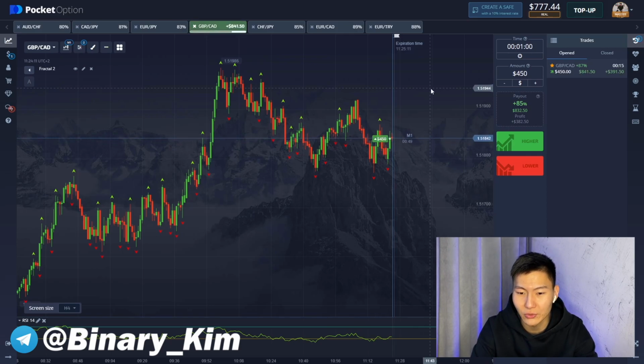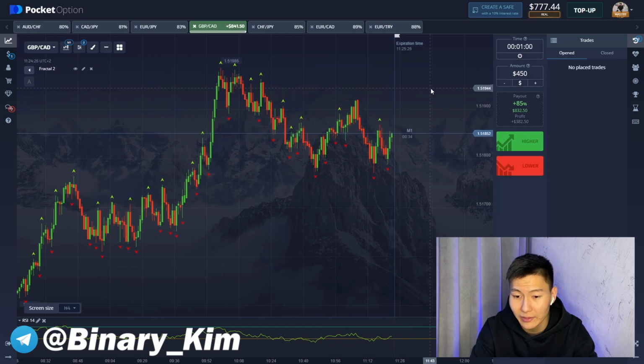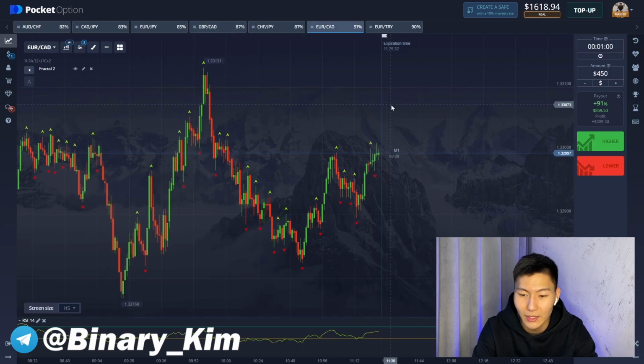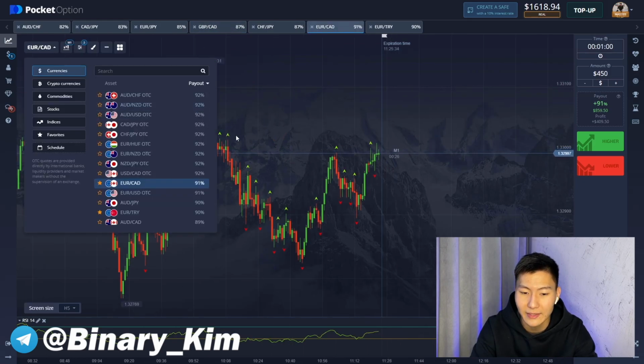Theoretically, the price should remain on this level for a while or continue going upwards. Now we see nice volatility on the market. There is a second left, and our position has been closed in profit again, guys. We got 1618 on the balance.